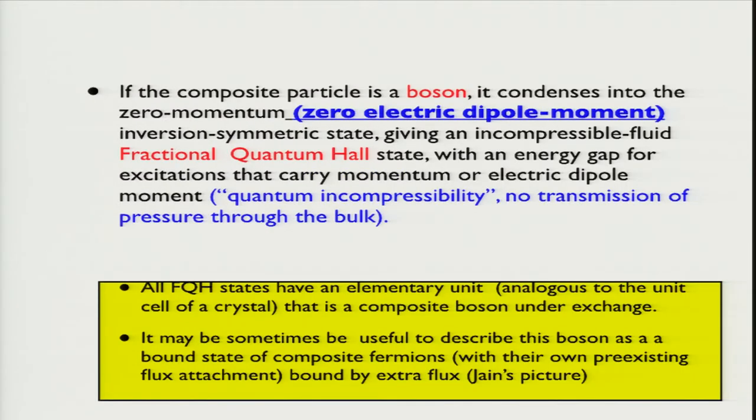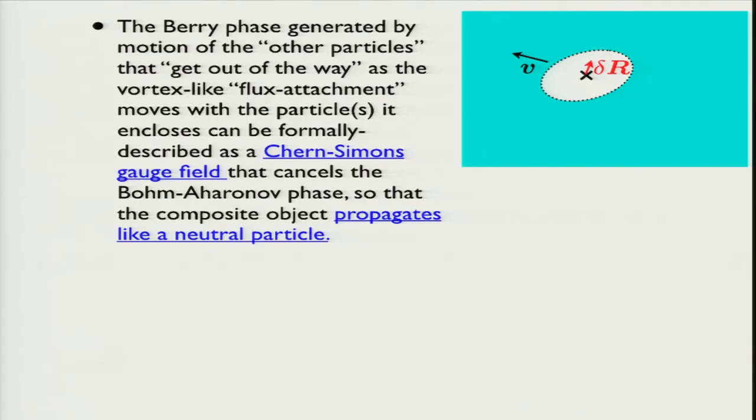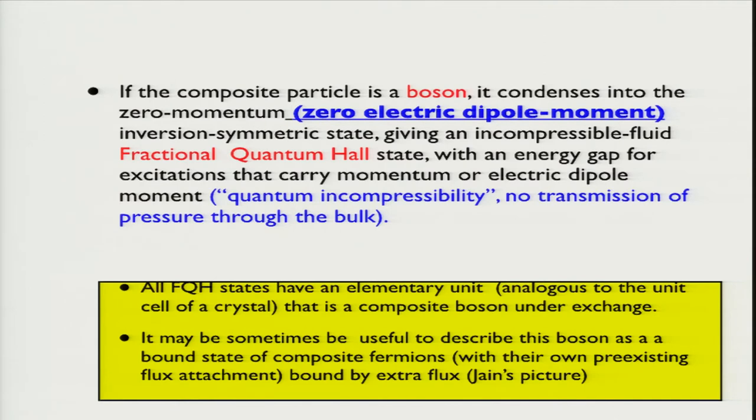And in fact, one issue with this is, if the particles are bosons, they will condense into a zero momentum state, which is a zero electric dipole moment state, because there's a fundamental relation between electric dipole moment and momentum. I think it was probably here, some P is D cross B. Right, so now the difference, of course, is it's not a standard Bose condensation.